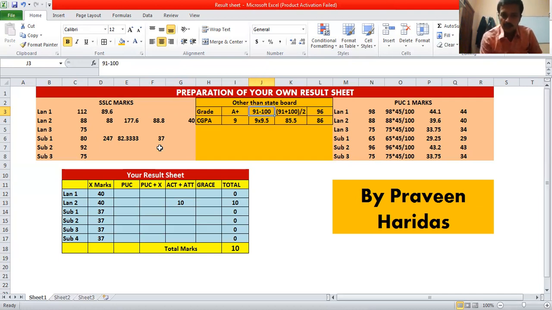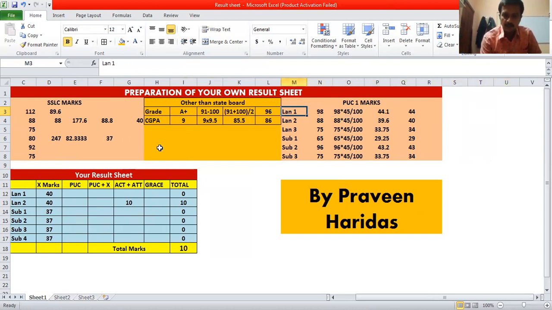Then coming to the PUC marks. Now I have already calculated it here so that it will be easy for you to understand. Assume that these are your marks: language 1 and language 2 will be there, right? Then it will be subject 1, subject 2, subject 3, and subject 4. Now assume that you got 98, 88, 75, 65, whatever the marks are.